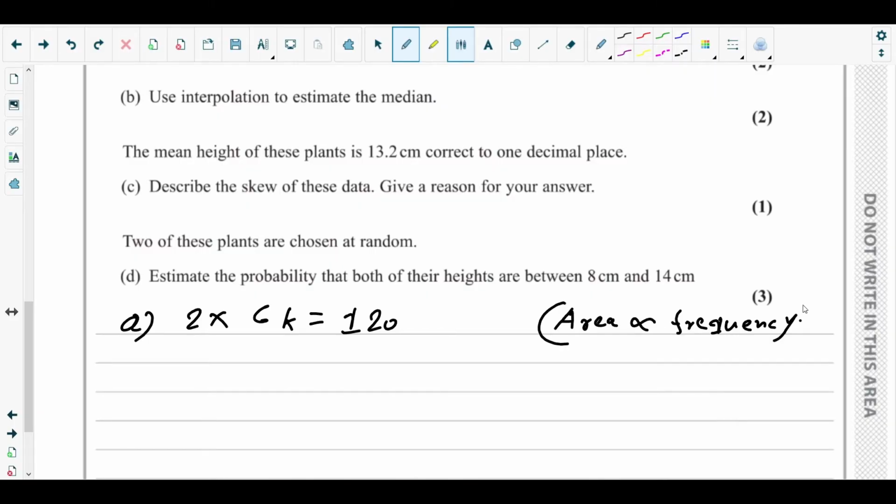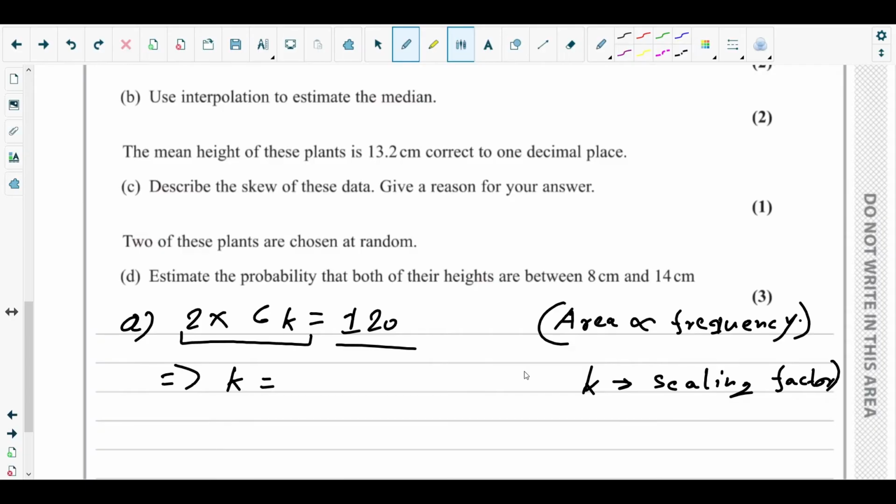The area of a bar is proportional to frequency. So the frequency is this one, and this is the area of the bar, 2 times 6, but k is the proportionality constant. So k equals what? This proportionality constant is the scaling factor, the scaling that has been used along the y-axis. So 120 over 12 gives you the value of k, which is 10.